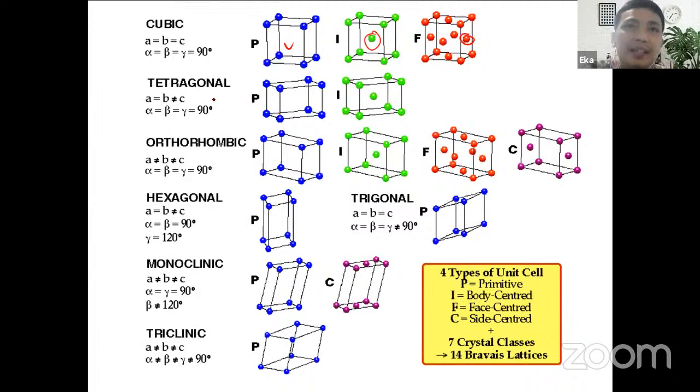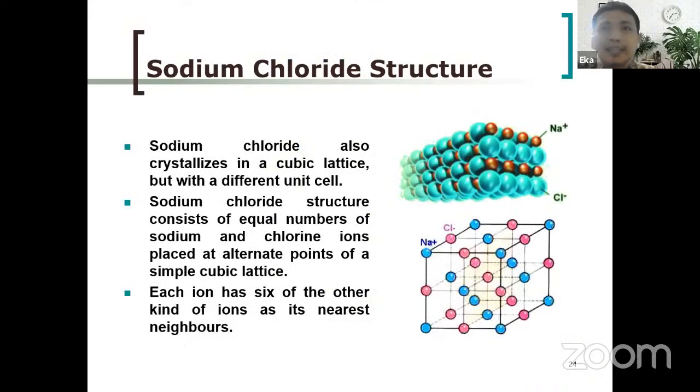Here, face center cubic. This one tetragonal. Here also tetragonal, but base tetragonal. Here side center. Look at side center, face center, body center. Orthorhombic, hexagonal, monoclinic, triclinic. Wow. If you are interested in detailed discussion, you can perform it directly in the lab to prove the evidence. Okay, this is an example.